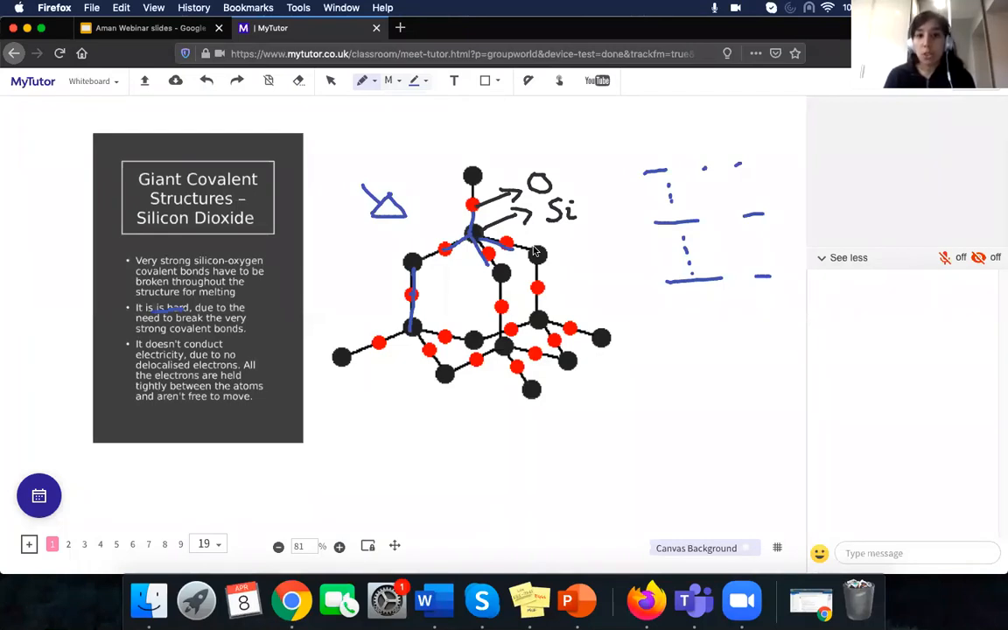Would examiners want us to draw a diagram? No, you would never be expected to draw a diagram of diamond, silicon dioxide, or graphite. You would be expected to draw covalent bonding diagrams though.